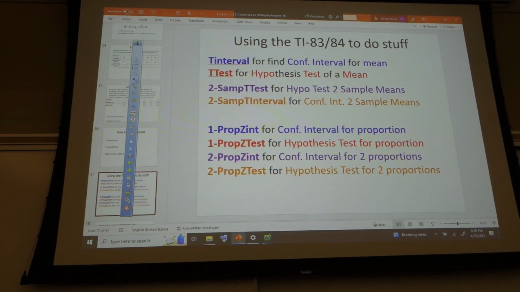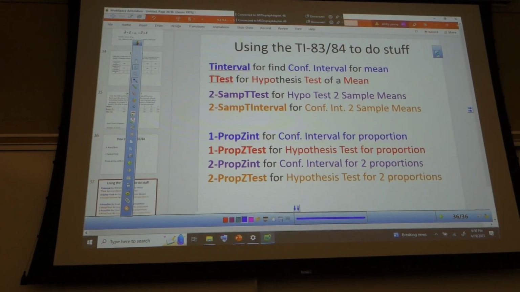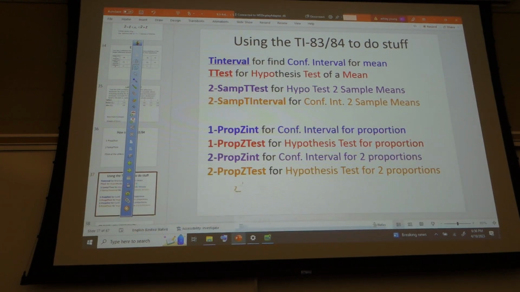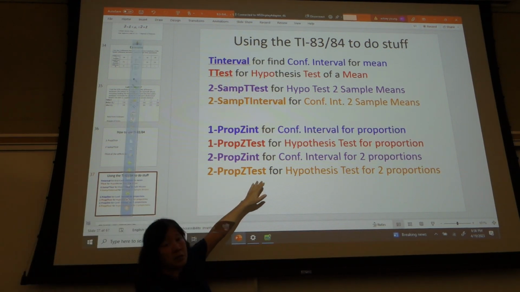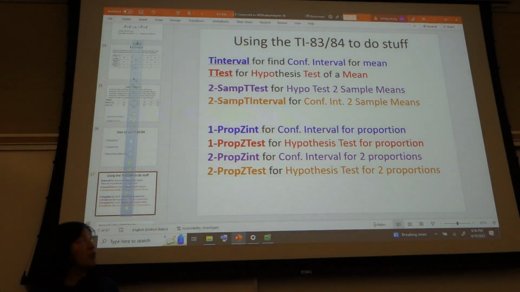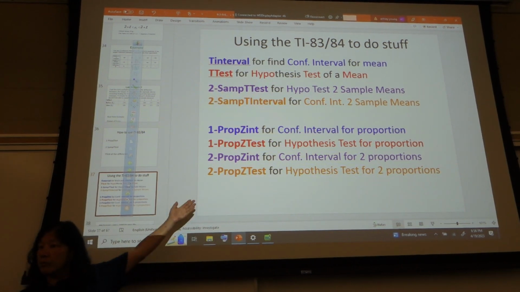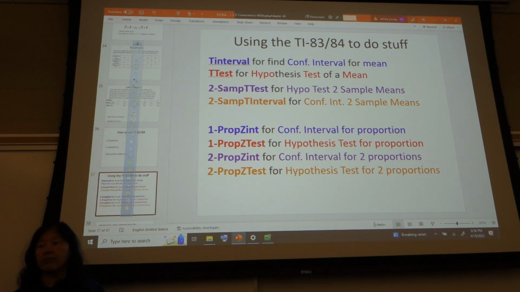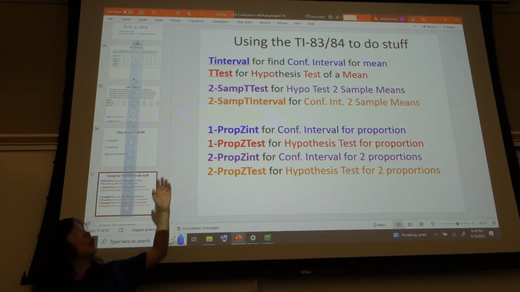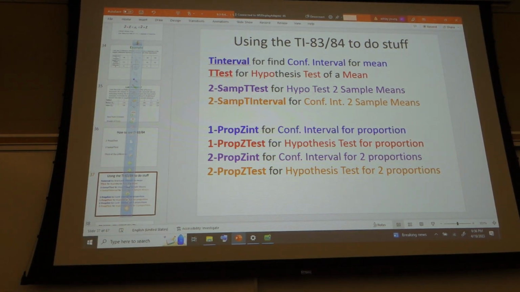This is in general all of the calculator functions you might want to use. Again, the intervals always end in int or interval. The tests always use in test for hypothesis tests. Proportions will always say proportion in them. Means will always say t in them. Good. And then 2 if there's 2 of them, 1 if there's 1 of them. Pretty straightforward.